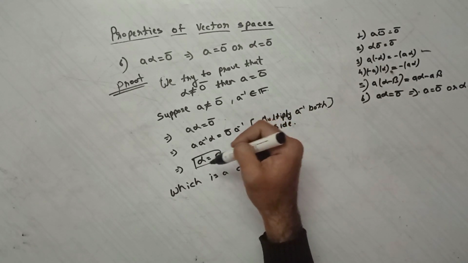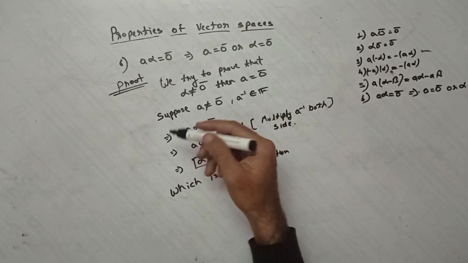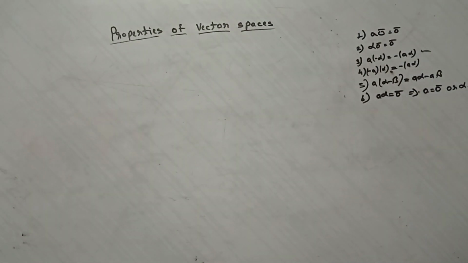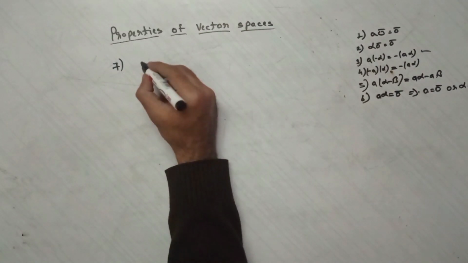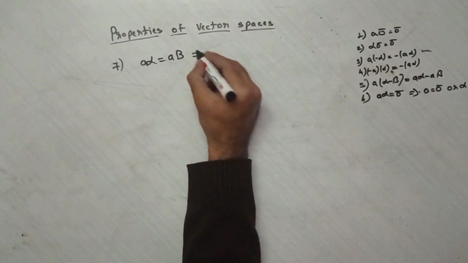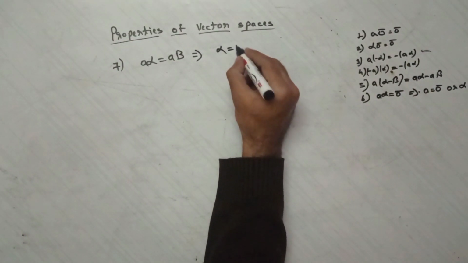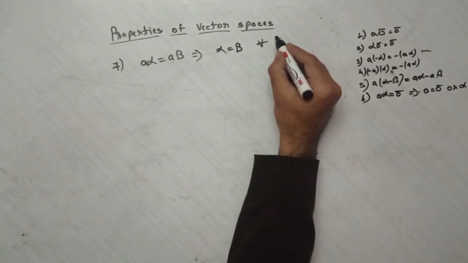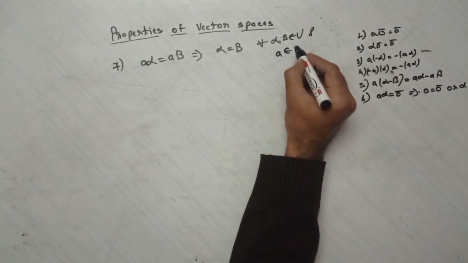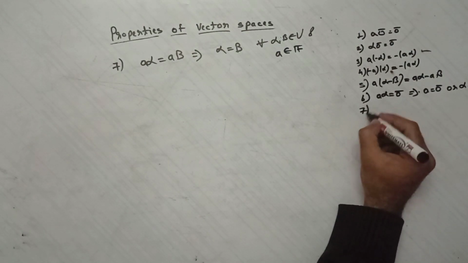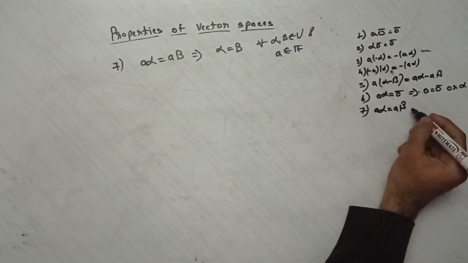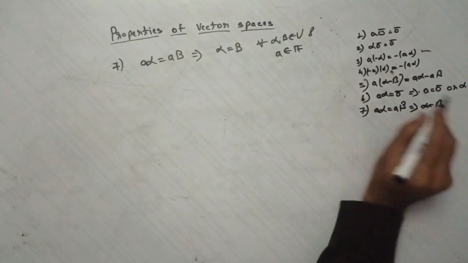If we assume wrong, we get a wrong result, which proves this: if a equals 0 vector or alpha equals 0, like that. The seventh one: if a alpha equals a beta, then alpha equals beta. For all alpha and beta belonging to V, and a belonging to the field F. If a alpha equals a beta, then alpha equals beta. That's all.